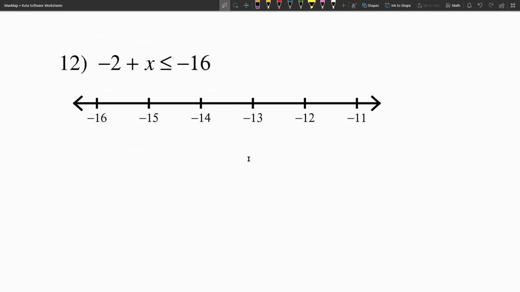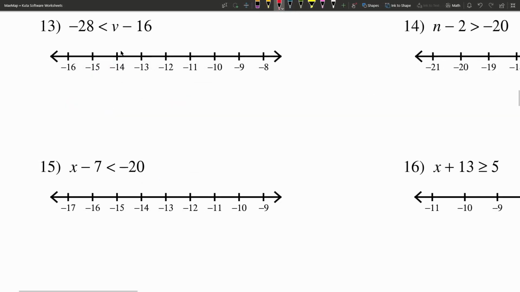In number 12, negative 2 plus x is less than or equal to negative 16. One step, we're going to be adding 2 to both sides. Negative 2 plus 2 gives me 0. 0 plus x is x. And we have x is less than or equal to negative 16 plus 2. That's going to be negative 14. Finding that on the number line, we'll circle it and we'll also shade it in. Now x is values less than or equal to that, so we're going to be shading negative 14 and everything to the left. So for number 13, we have negative 28 is less than b minus 16.